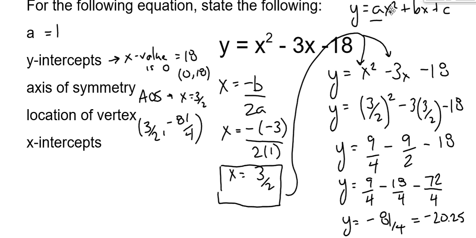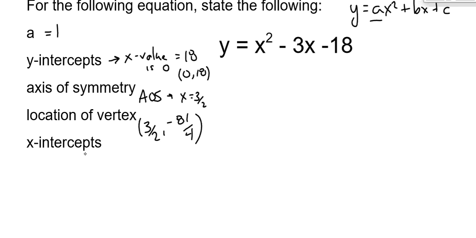The last part is find the x-intercepts. So I'm just going to erase this for a second. If I want to find the x-intercepts, I need to find the factors, if it's possible. So you'll look at this. Can I find a common factor out of this? No, I can't find a common factor because there's a 1 there. So I look at this and I know I'm going to do product and sum. Look for the product of negative 18, and the sum is -3.